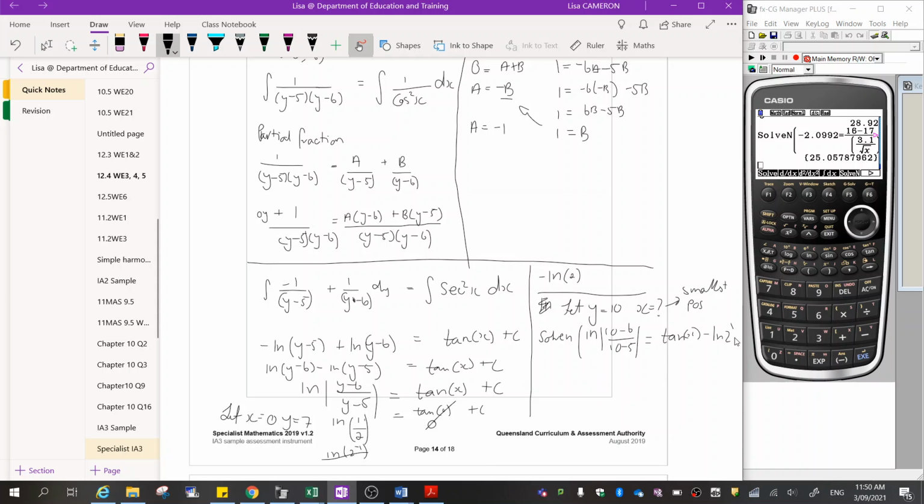So then that means once I chuck it into solve n, let's do that. Solve n, ln, bracket, turn it into a fraction. 10 minus 6 over 10 minus 5, close bracket. Shift equals, tan x minus ln 2, close your bracket. Oh wait, we need to put our comma x in so it knows what to solve for.